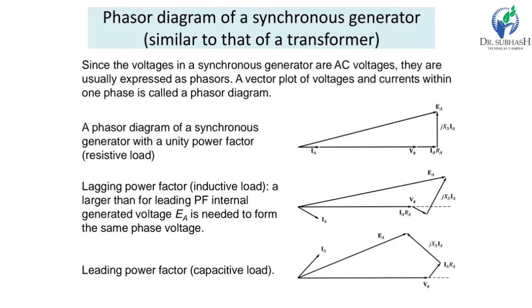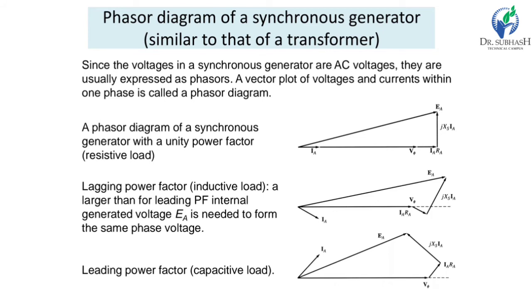If we compare the lagging and leading power factor phasor diagrams in a synchronous generator, we can conclude that to get a specific value of the phase or terminal voltage and armature current, we will require a larger amount of internal generated voltage EA for the inductive load than the capacitive load. So we will have to provide a larger field current at the rotor in case of the inductive load than the leading load to generate some amount of terminal voltage.